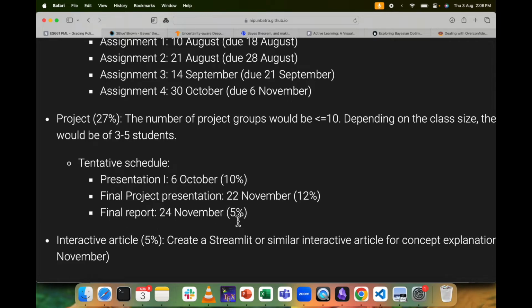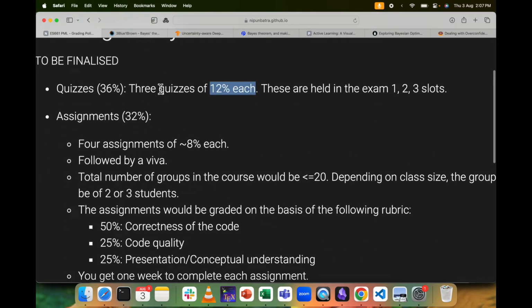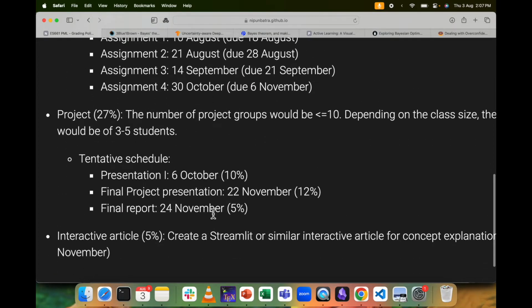Right, so if you see, in the last week of the course, you will have the end semester, or the final semester exam during that slot, and you just have the project presentations to be completed.